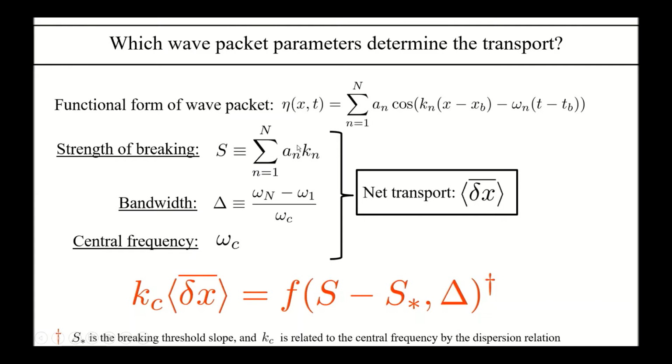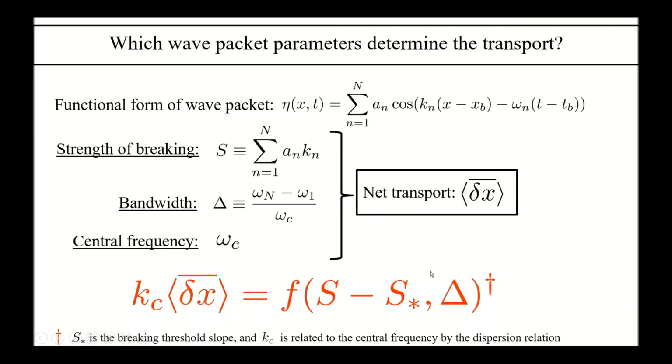So the parameters that characterize this wave packet that are of interest for the transport are actually the strength of breaking S, which is the maximum linear prediction of the slope of the free surface, which you can actually get just by summing a sub n, the amplitudes, times the wave numbers. And then the bandwidth, which is the range of frequencies involved in this wave packet, normalized by the central frequency omega sub c. So these three variables or parameters determine the net transport.